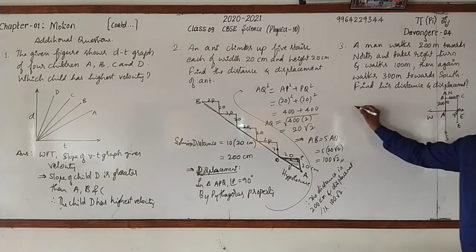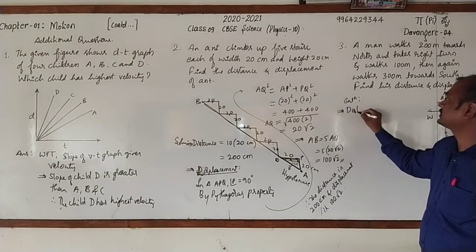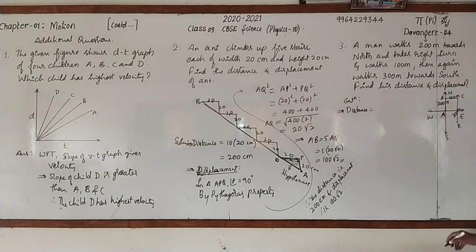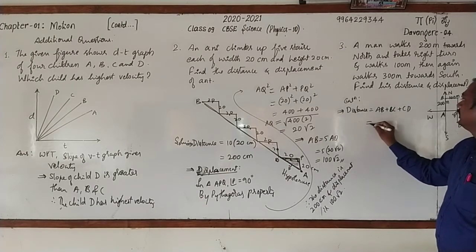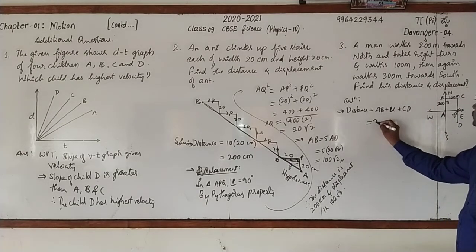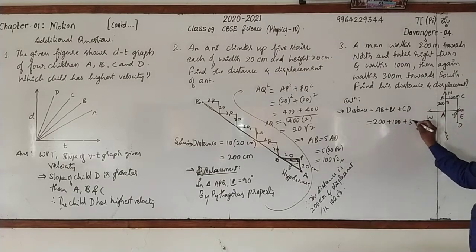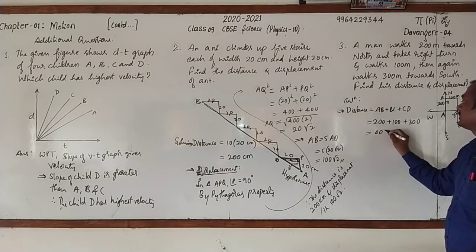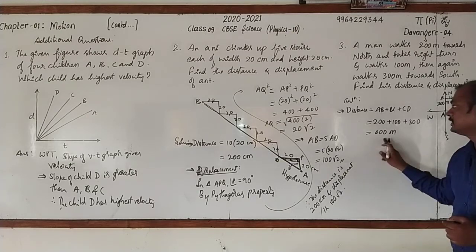Very simple. Here I'll write the calculation. Distance first. Distance is equal to, look here, move from A to B, then B to C, then C to D. AB plus BC plus CD. AB, how much distance? It is 200. BC, 100. CD, it is 300. Altogether, it is 600 meter. The distance covered by the man is 600 meter.